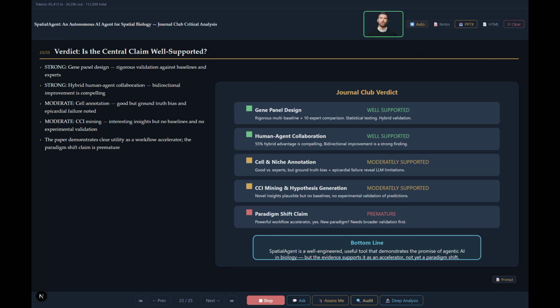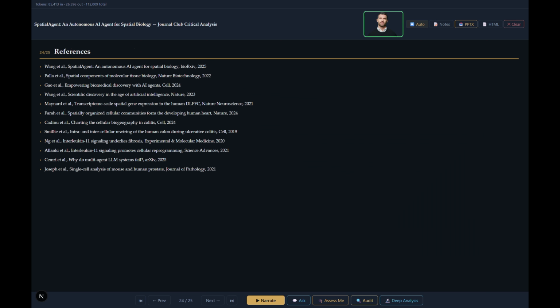SpatialAgent is clearly a useful tool that can accelerate spatial biology workflows, and the hybrid collaboration results are genuinely exciting. But a paradigm shift requires broader validation across more tissues, species, and experimental settings, plus experimental confirmation of the novel hypotheses. I'd encourage the authors to pursue the wet lab validation of their colitis findings and expand to less well-studied biological systems where LLM knowledge is weaker. What does the group think? Are you convinced this is more than a well-engineered wrapper?